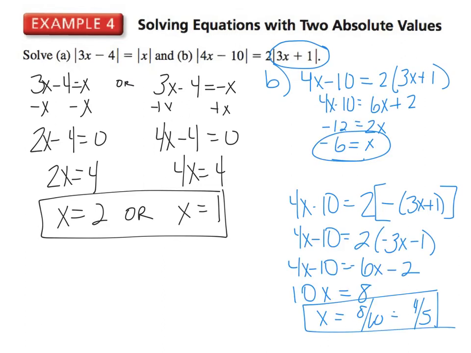Now, if you solve both of these, I distribute, you will eventually get x equals negative 6 as an answer. And the other answer, I distribute the negative. Then I distribute the 2. I'll get 8/10 or 4/5.